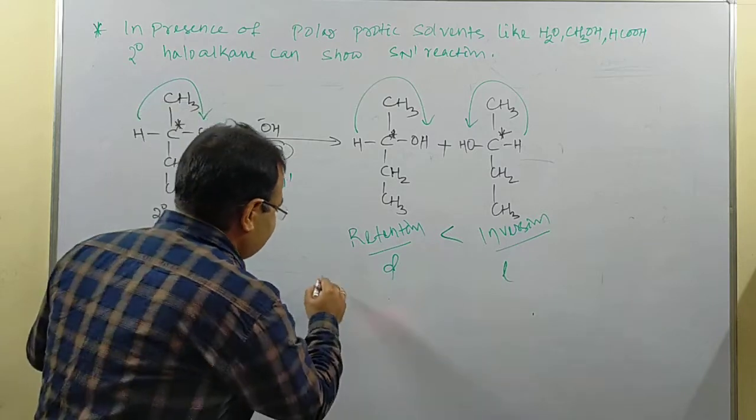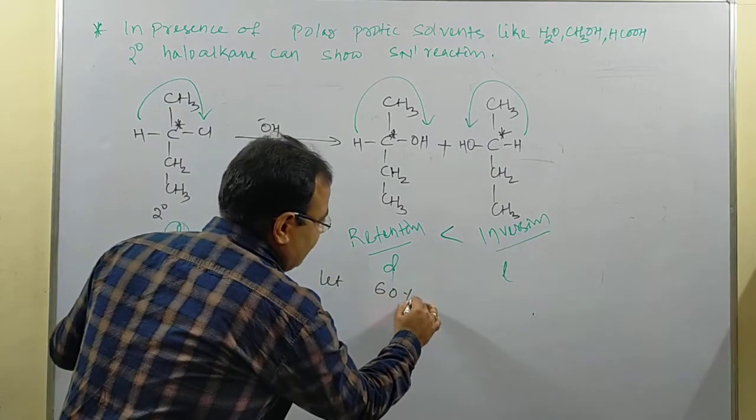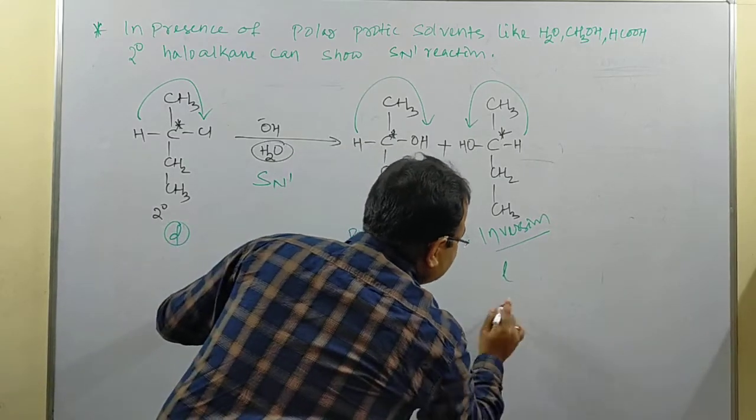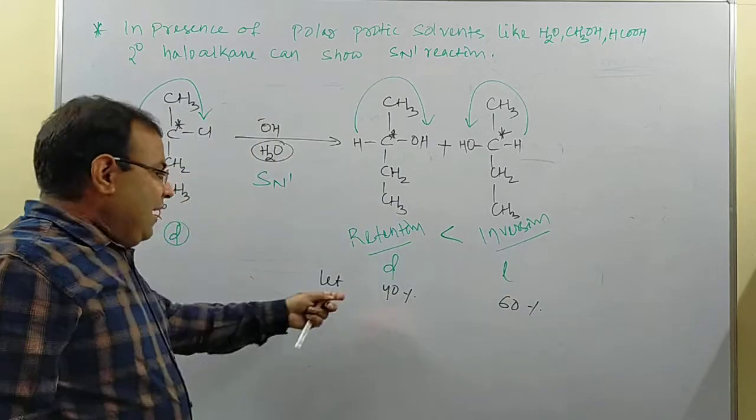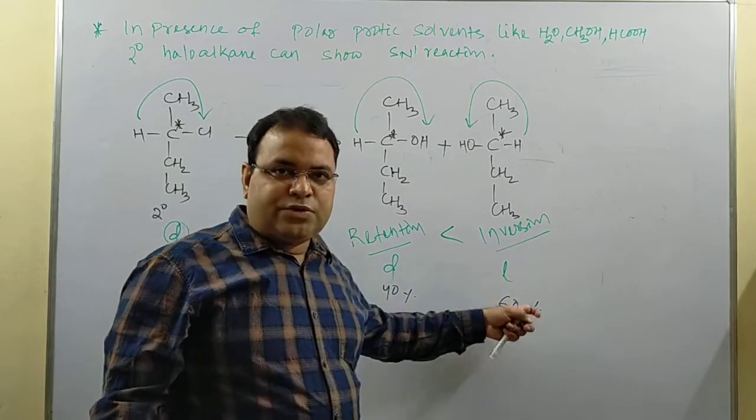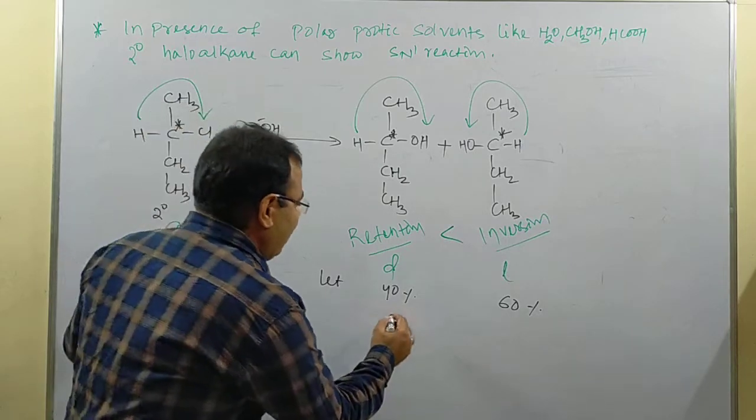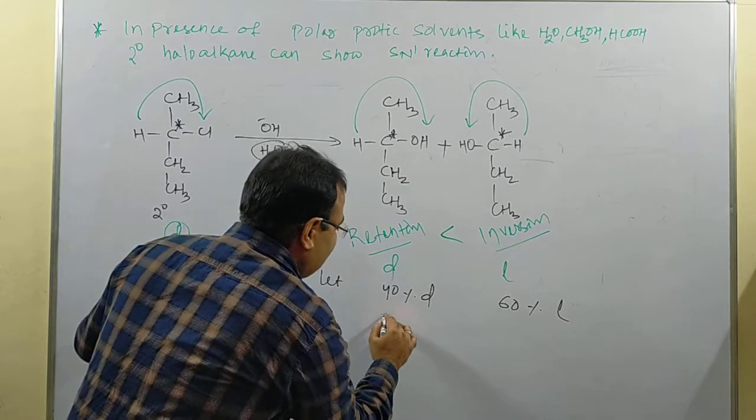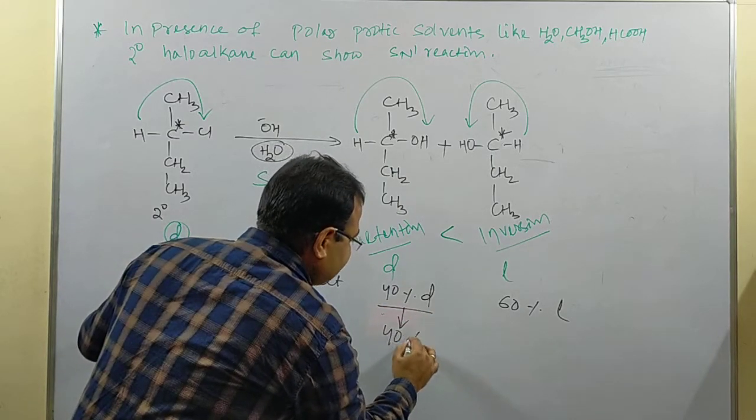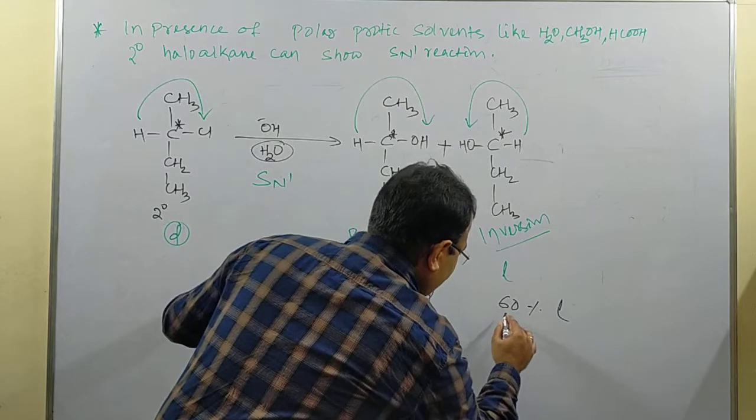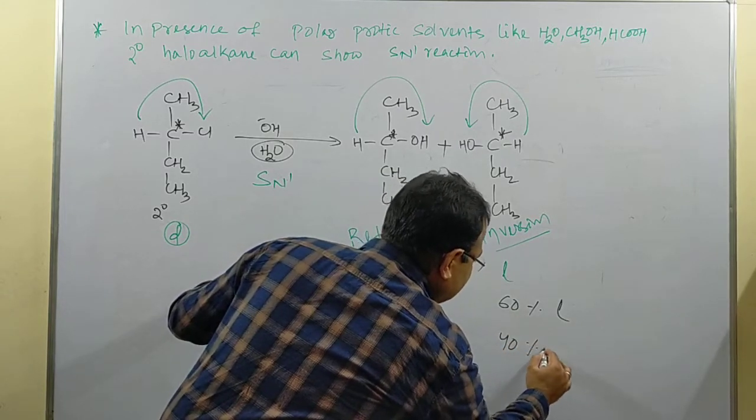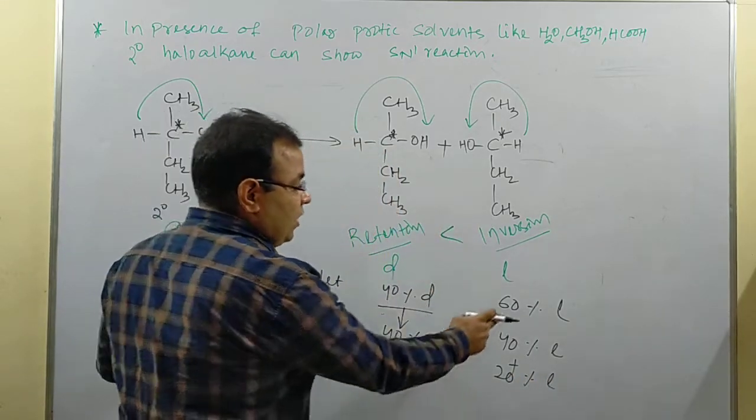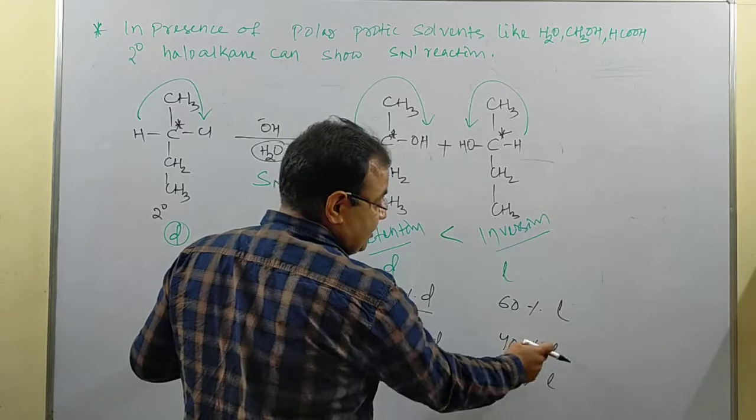So let us take an example of this one. Let this be 60% L and this 40% D, because it is less in proportion. You can take it as 45, 55 also, but one should be more and one should be less. I will write this is 40% D, this is 60% L. Then again I am writing this as 40% D, and for this I have split it into 40% L plus 20% L. It means a total of 60%.